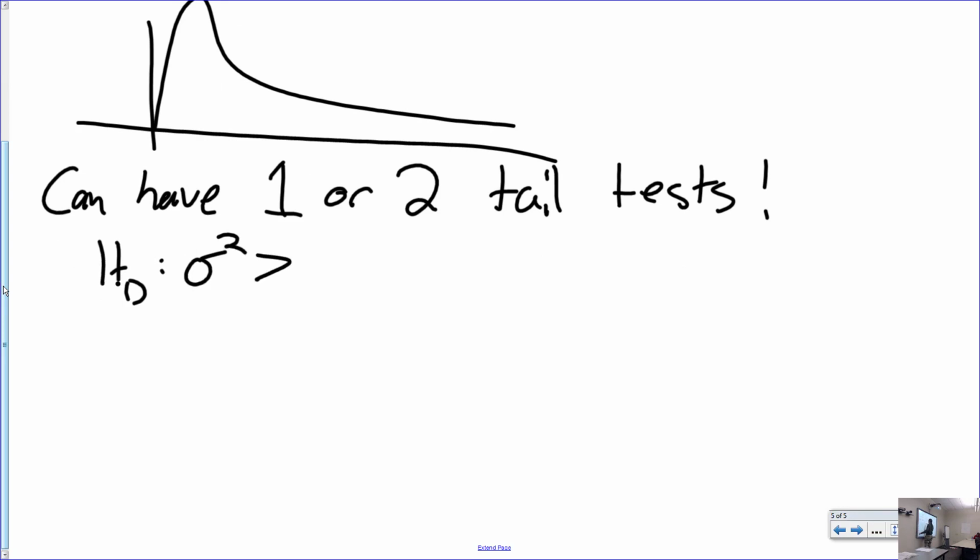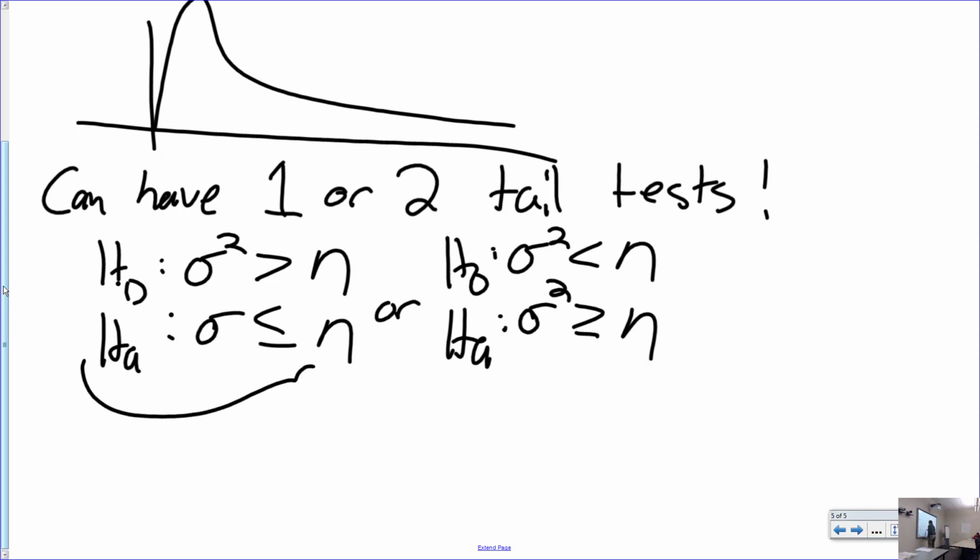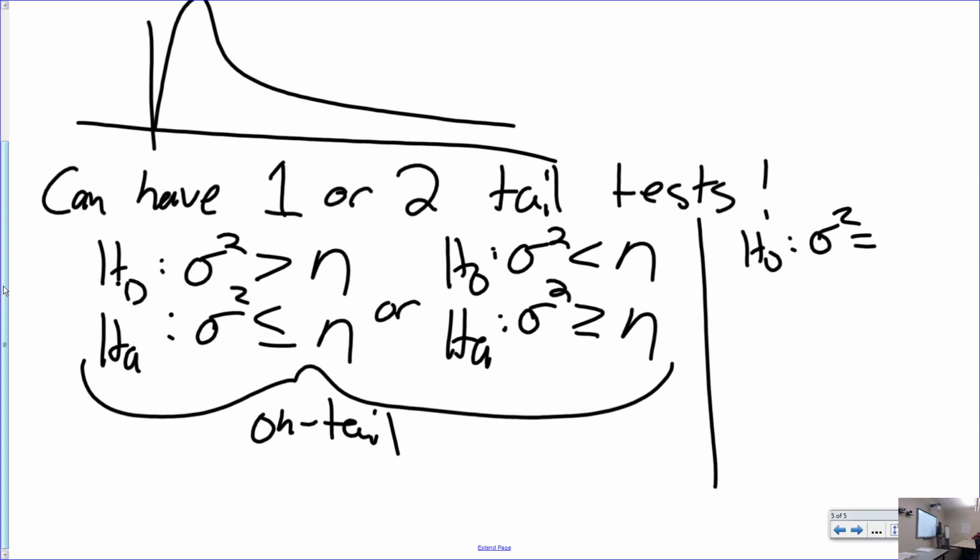Sigma squared greater than n, sigma squared less than or equal to n, or sigma squared less than n. Note I'm doing variance and not standard deviation here. These are one-tail tests. This one should be squared, yes. And so then if you're doing equal to, not equal to, I should have used a letter other than n, which implies I'm talking about the sample size, but I'm not. It's just any number.